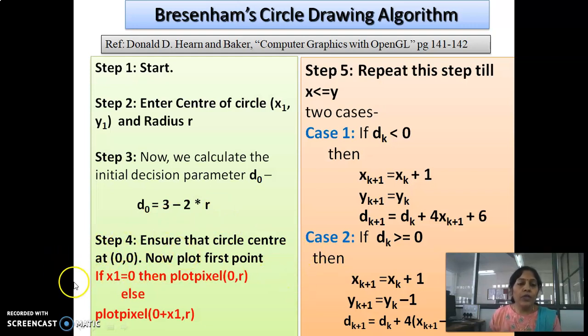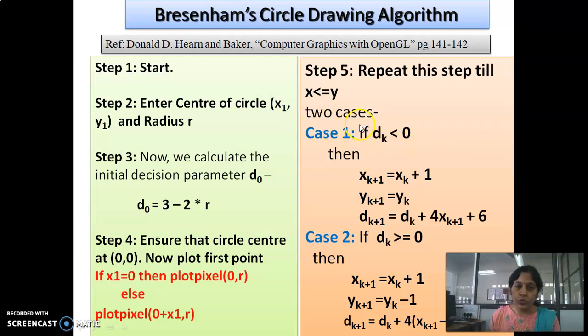Then to plot the first pixel, if x1 is equal to 0, then plot the pixel 0, r, else plot the pixel 0, x1, our center. Suppose it is 200, 200, then x1 is 200, so 200, r will be our new center of the circle. So we calculate the next steps while x is less than or equal to y. When x becomes greater than or equal to y, we leave this algorithm.